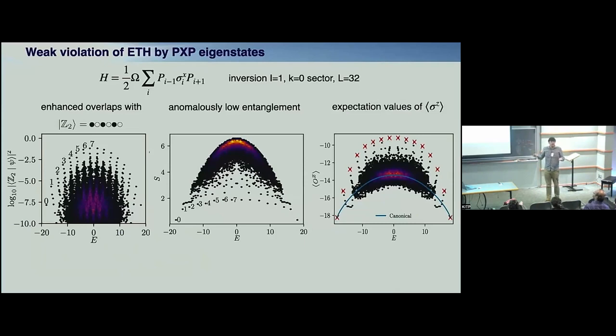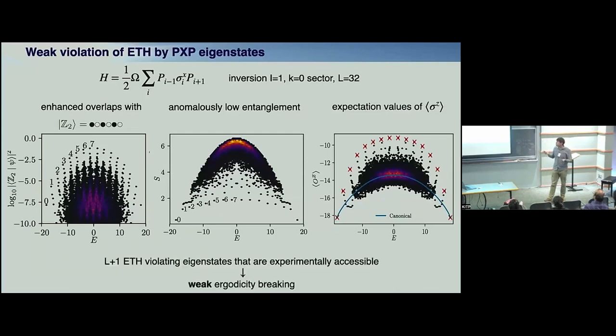So that's my revivals, right? The distance between these energies is the inverse period of my revivals. So that shows us that nature is kind of interesting. Nature gives us some cases where, on top of ETH-obeying eigenstates, there are some strange outliers. So can we understand them?